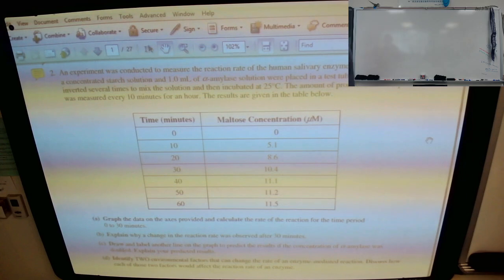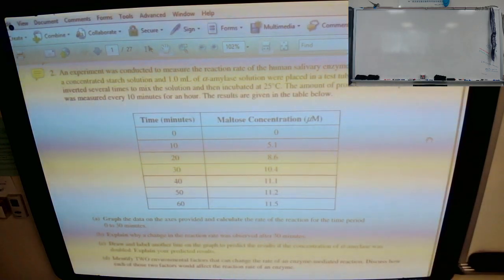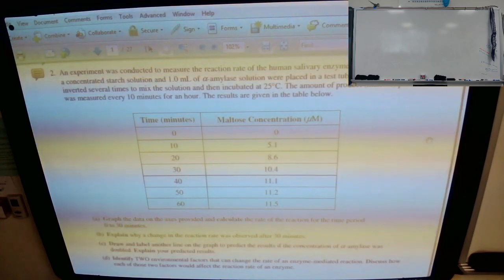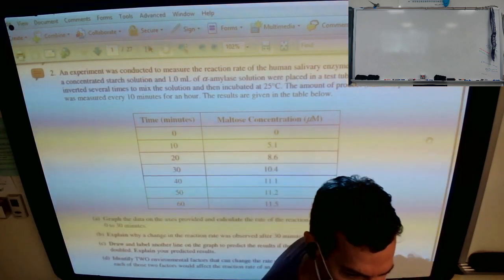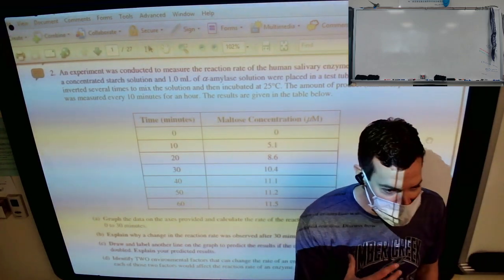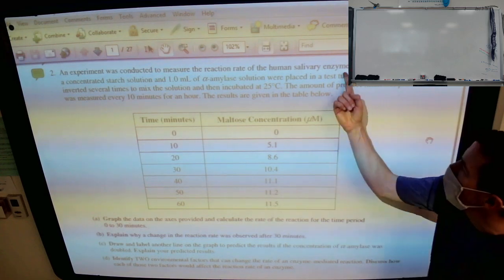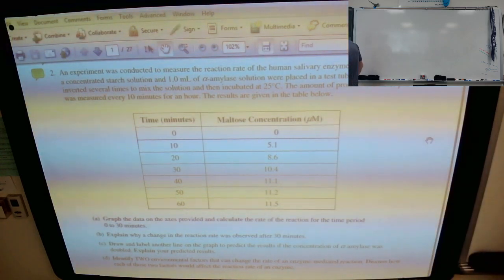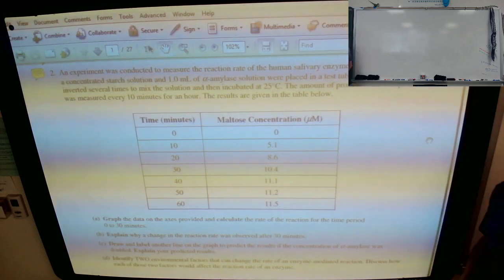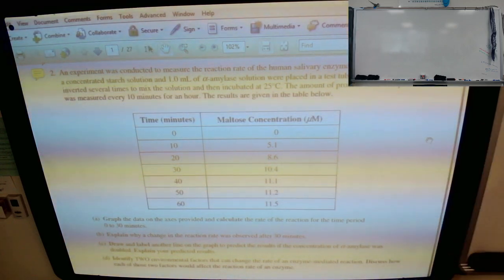So here's what it says. An experiment was conducted to measure the reaction rate of human salivary enzyme alpha amylase. Amylase is the stuff that breaks down starch into sugar. So if you eat crackers or bread, it starts breaking down into sugars in your mouth because of amylase. 10 milliliters of a concentrated starch solution and 1 ml of alpha amylase solution were placed in a test tube.